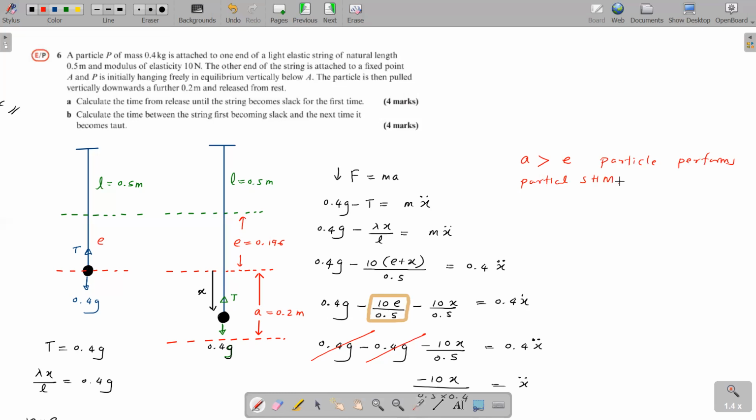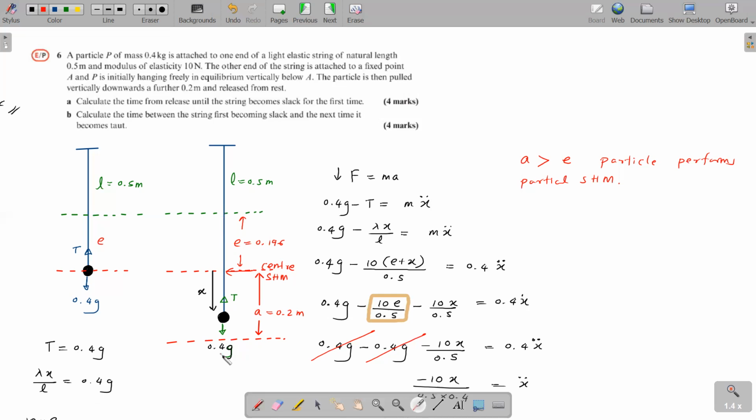Okay. Now they are asking you to calculate from the time of release. You know you're releasing it from the amplitude, right? They are asking the time until the string becomes slack for the first time. Where does the string become slack? Now you know this is the center of your SHM, right? So where does the string become slack? It becomes slack when it reaches its natural length. So when does it reach its natural length? When it is a distance E away from the center. So if I use x as E, how do I get the time taken to go from the amplitude to this point? What equation do I use?